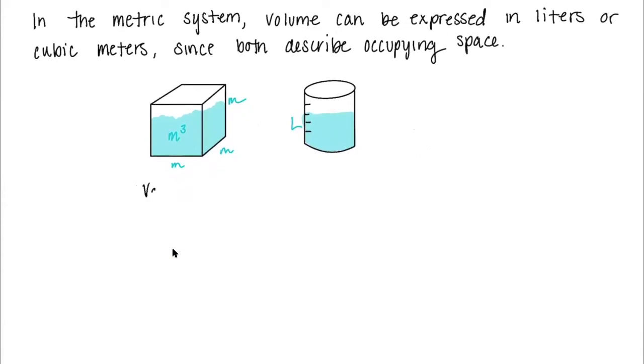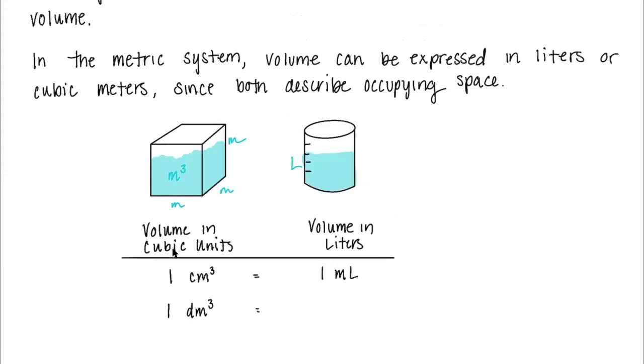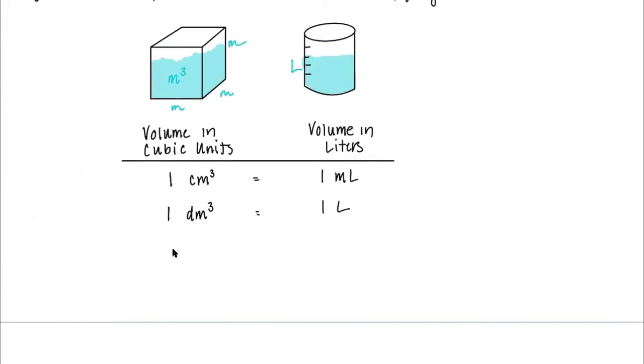So really we can look at this volume in cubic units, and that gives us a conversion for volume in liters. So if you have 1 centimeter cubed, a centimeter on each side, that's equivalent to 1 milliliter. 1 decimeter cubed, a decimeter on each side, would be 1 liter. And 1 meter cubed, a meter on each side, is 1 kiloliter.